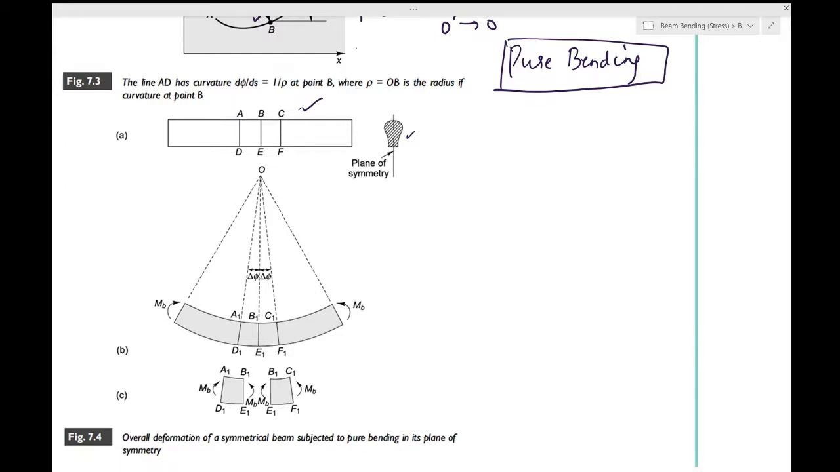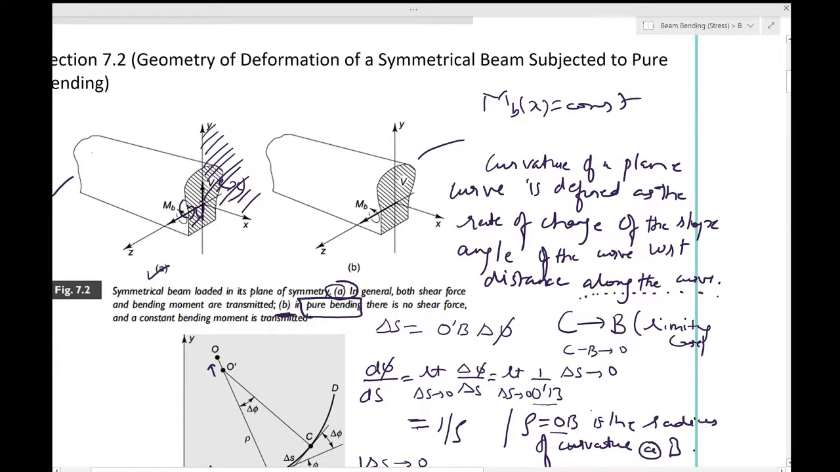So you have AD, BE, and CF, which represent three equidistant plane sections. AD is a plane, BE is a plane, and CF is a plane. Do remember that they are plane sections. They are not lines. They are like planes like this. This can be, say, AD, then you can have BE, and then similarly CF. They are all equidistant and parallel to each other. So that's what we have.